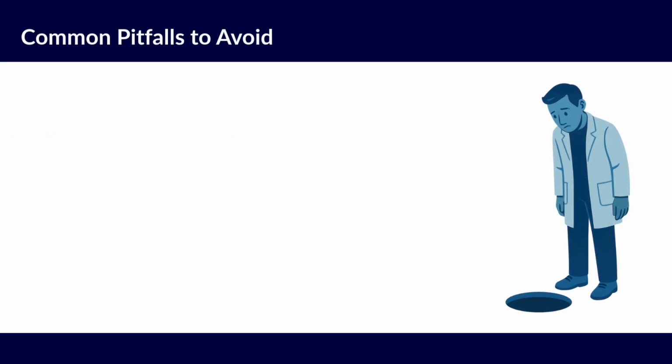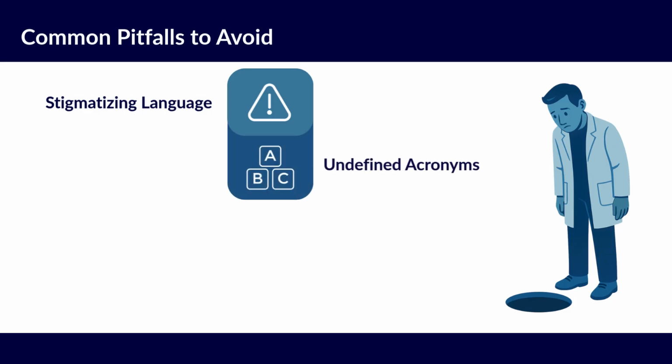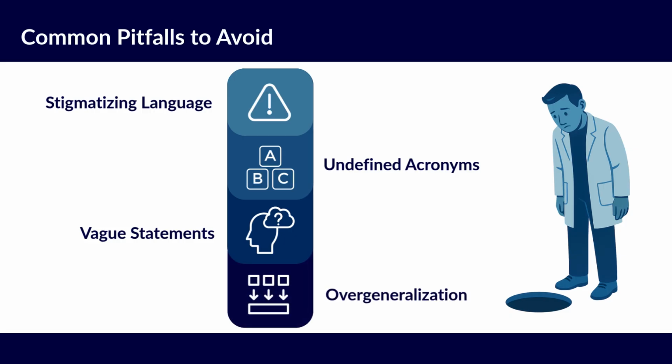Next, we're going to discuss some things to avoid and some common pitfalls. First, avoid using stigmatizing language. Carefully review all terminology for appropriateness and consult the ASAM Words Matter documentation. Using too many acronyms or leaving acronyms undefined is difficult for your readers. Spell out all acronyms on their first use. Avoid using vague statements like "methods will be discussed." Be specific and concise in what you did. Finally, avoid overgeneralizing your results. Ensure your conclusions are limited to the scope of your research.